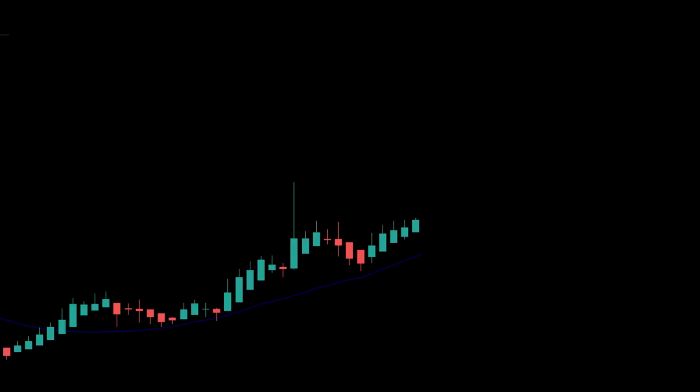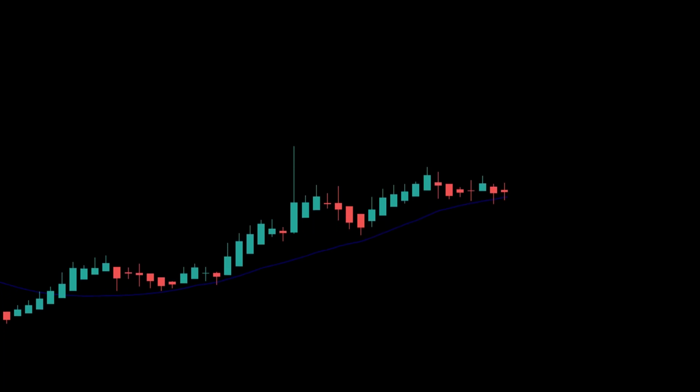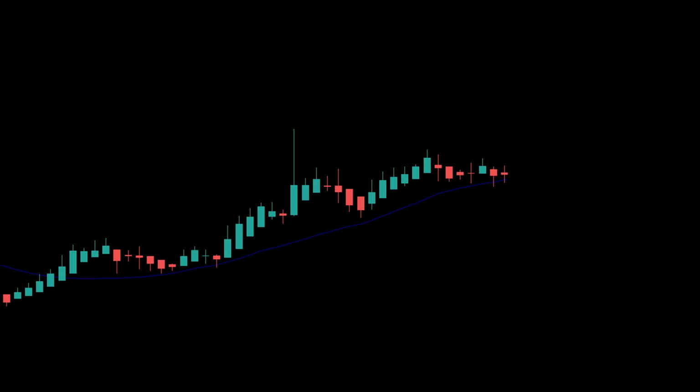Here's a trade setup using a moving average. We have a 20-period moving average on the chart. Price is trading above the moving average, and the MA is sloping upward, which confirms an uptrend. We can also see that the moving average has acted as support during previous pullbacks. This time, when price pulls back to the moving average, we expect it to find support again, just like before.